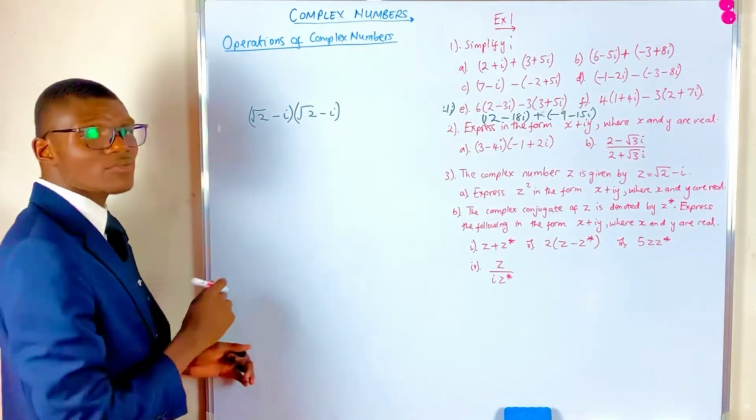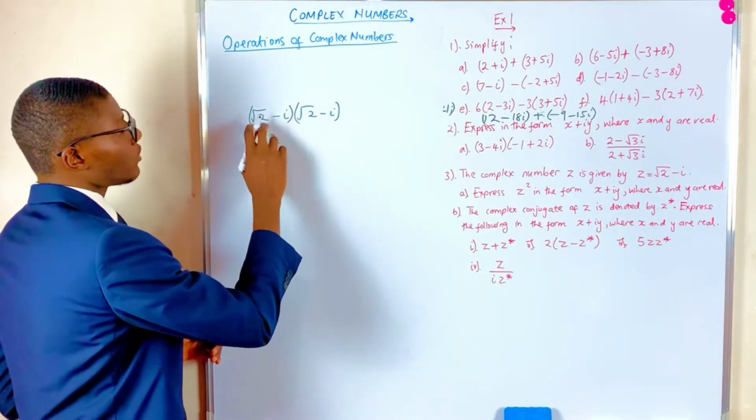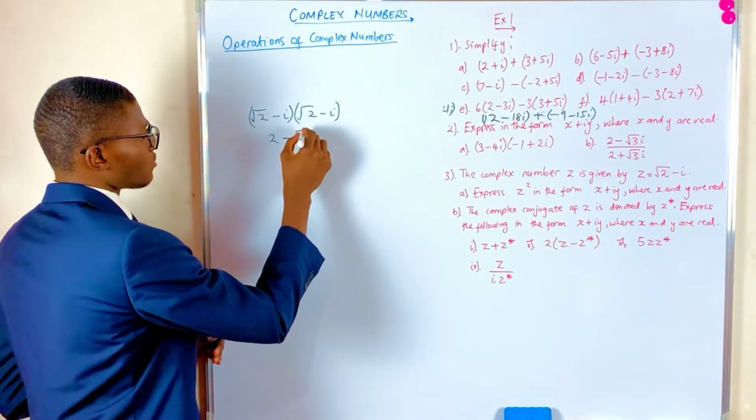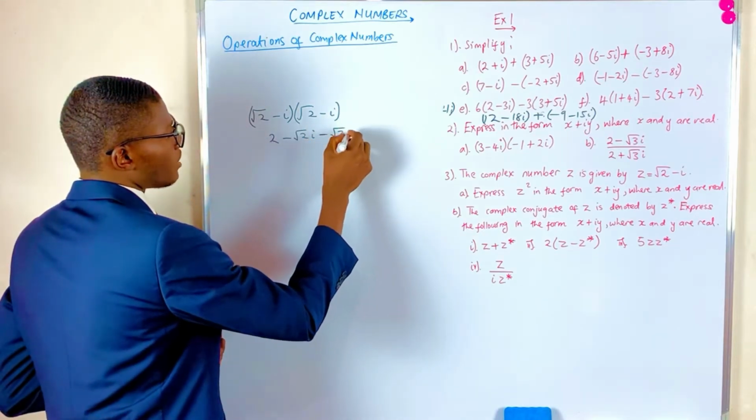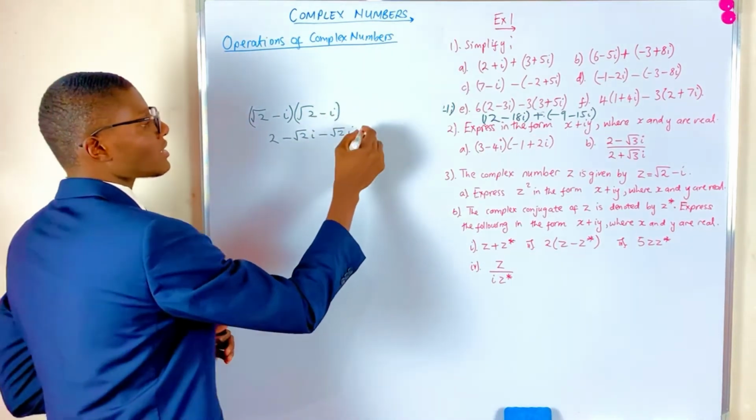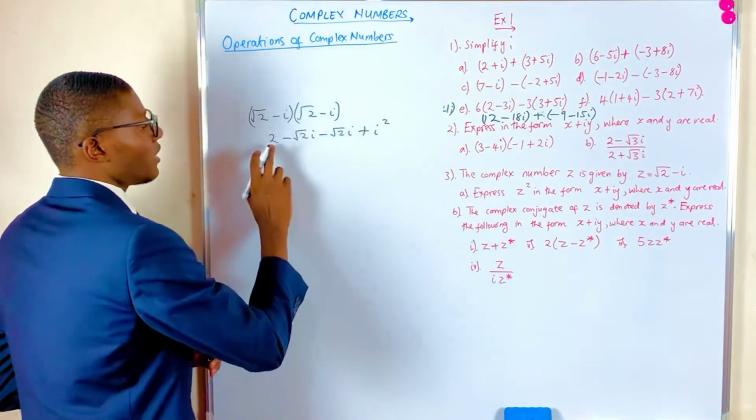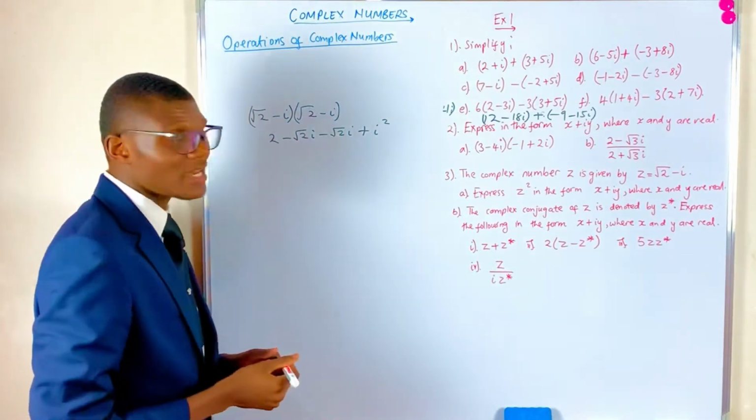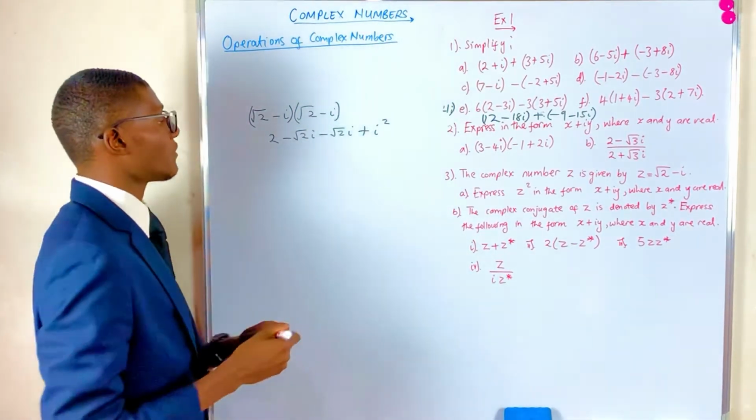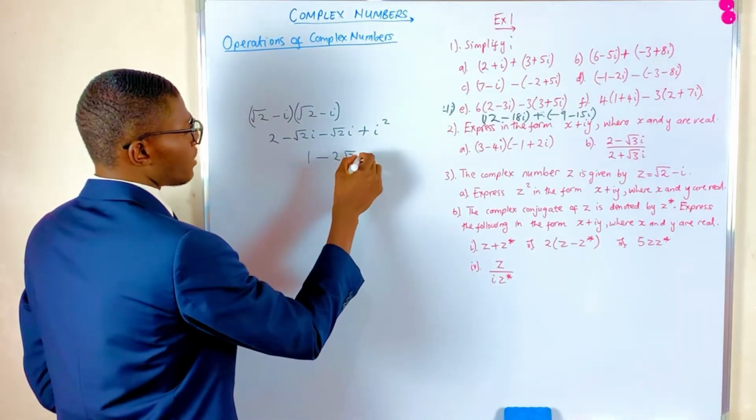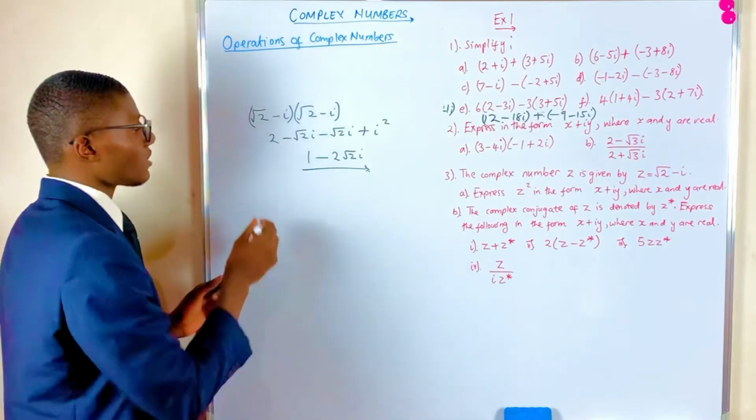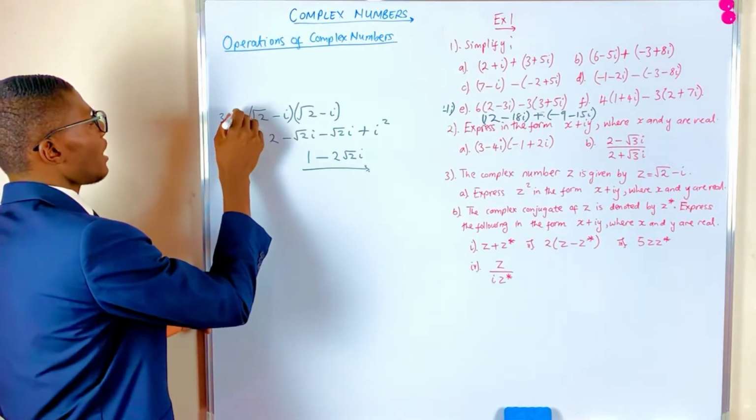And root 2 times root 2, we know we get a 2. Root 2 times minus i, that's minus root 2i. Minus i times root 2, that's minus root 2i. Minus i times minus i, that's a plus i squared. Right, and then we know i squared is minus 1, so 2 minus 1, we get a 1. Then this will be minus 2 root 2i. So this is the result that we get for 3a.